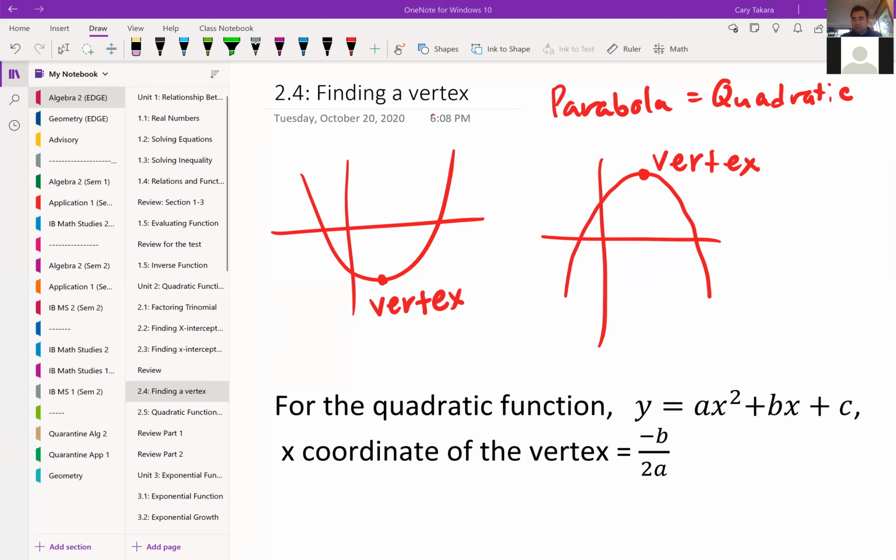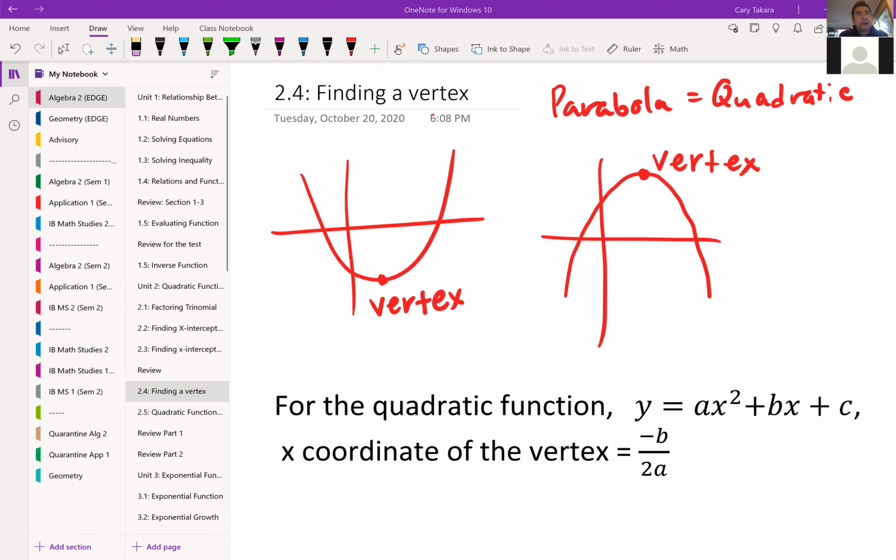Anyway, so the vertex is the lowest or the highest point, right? Oftentimes it's called the turning point. Okay? It goes from going down to going up. That's the turning point, isn't it?